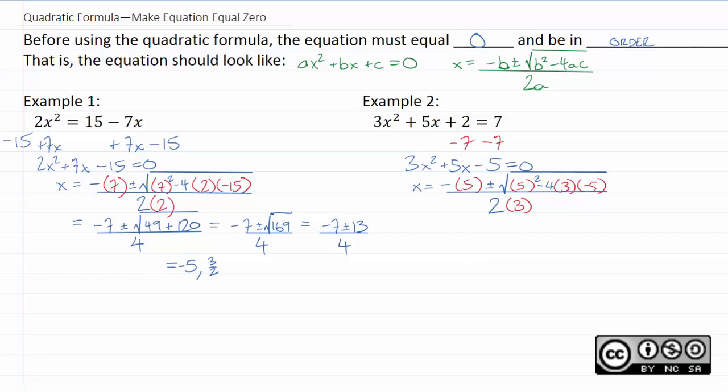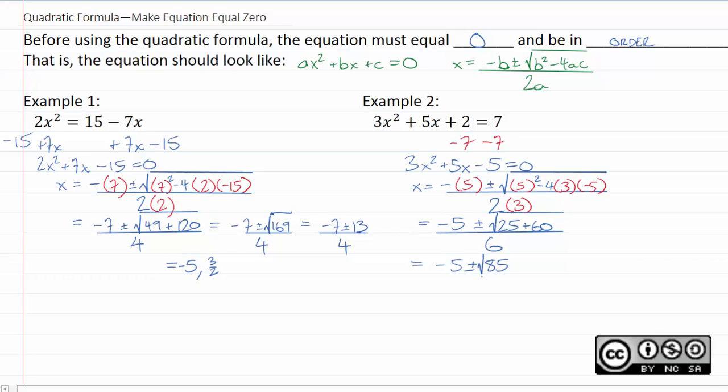And again, we simplify. Negative of 5 is negative 5 plus or minus the square root of 25. Then negative 4 times negative 5 times 3 works out to 60. And we divide that by 6. 25 plus 60 is obviously 85. Unfortunately, 85 does not have a nice square root, so we're kind of up the creek there. This is as simple as this problem gets. But the good news is you don't have to do any simplifying. So just remember that before you can use the quadratic formula, you need to get 0 on one side.